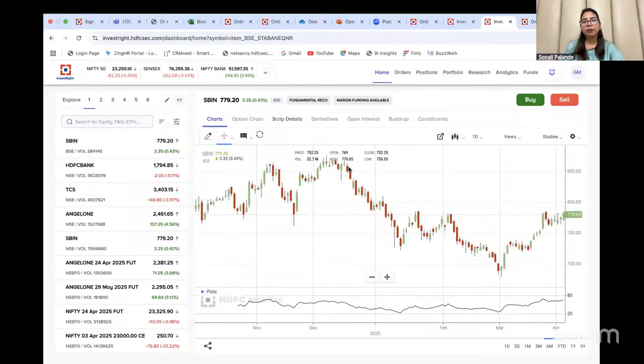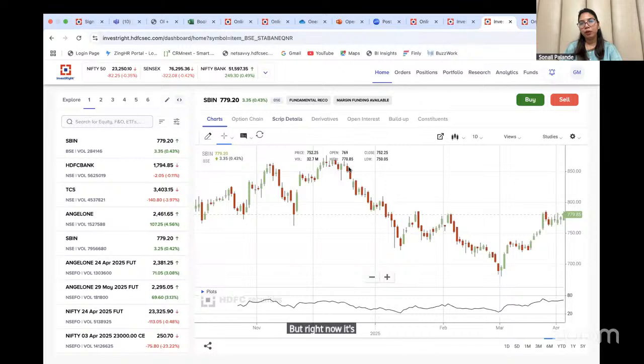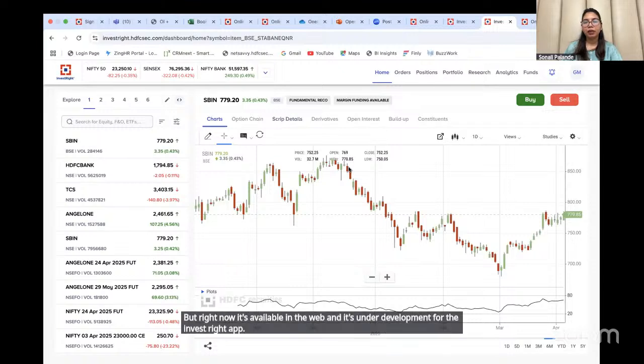So the built-up feature that we have seen is available in IR web as of now. It will come in the future into the Invest Right app, but right now it's available in the web, and it's under development for the Invest Right app. But right now we have it on the web.